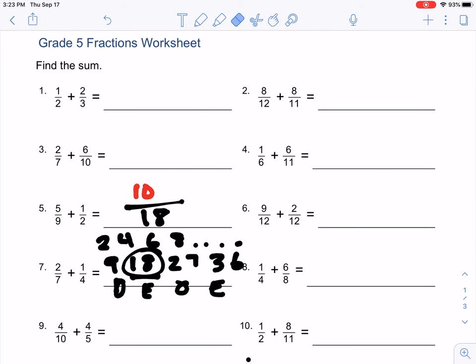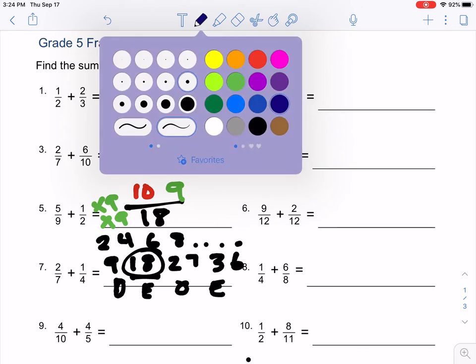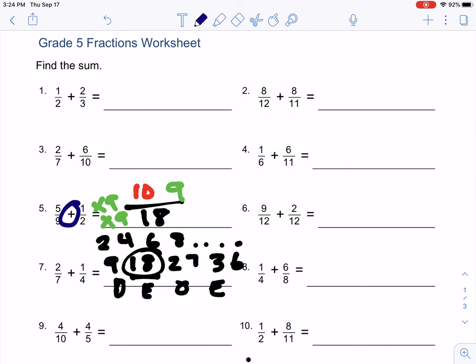Then we're going to clean some of this up here. We look at 1/2, and to make the 2 into 18, you have to multiply by 9. So I have to multiply the top by 9. 1 times 9 is 9, and that goes on top. And we're going to add them, because if you look at the problem, it's addition. So we go 10 plus 9 over 18, and 18 stays on the bottom. 10 plus 9 is 19.